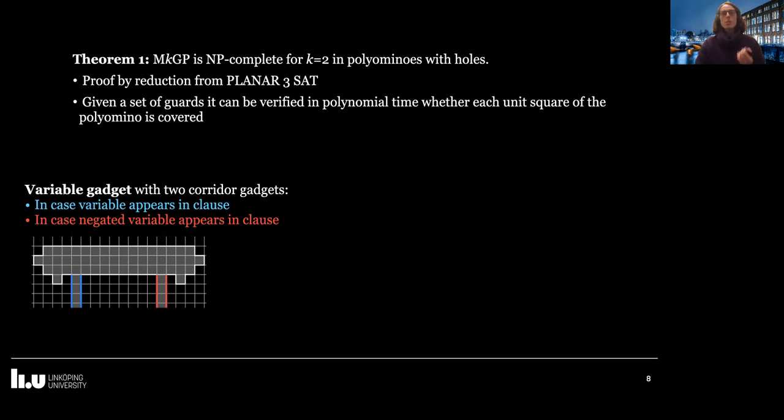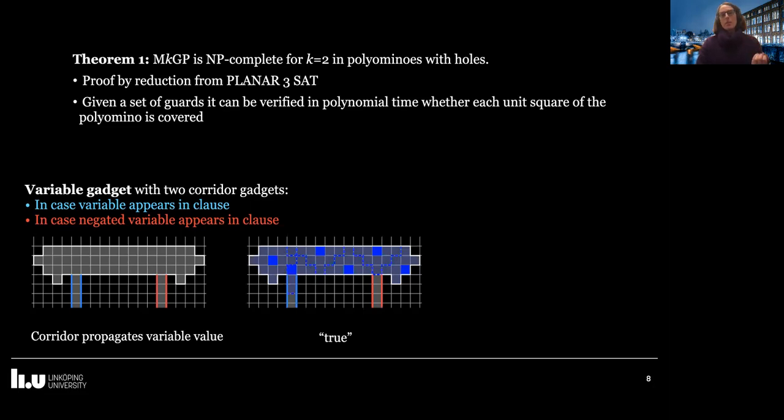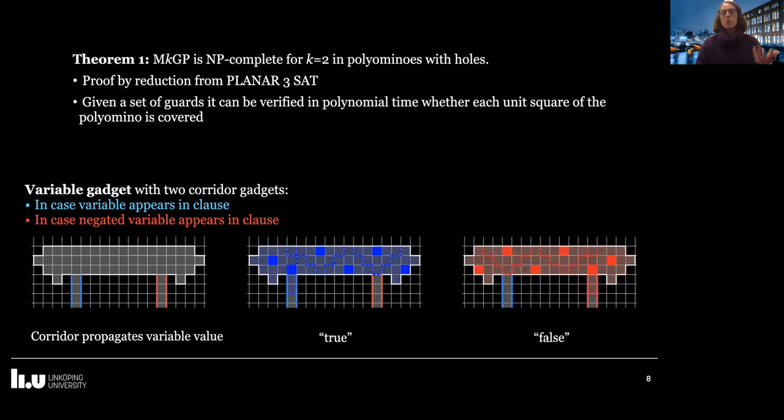two true settings, two assignments of guard positions, which use the smallest number, the minimum number of guards possible, which in this case is 6 guards. This one we consider equivalent to setting the variable to true, and this one we consider equivalent to setting the variable to false. And as you can see, if we set it to true, we have 2 unit squares covered in the left corridor, and if we set it to false, we have 2 unit squares covered in the right corridor and none in the other.